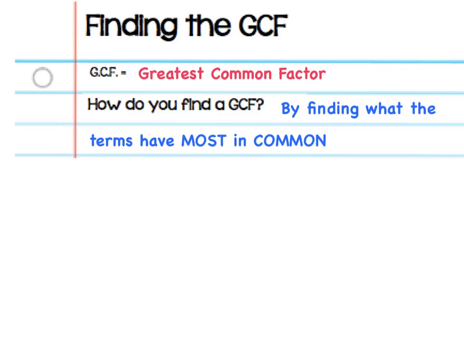Finding the GCF. Well, what does GCF mean? It's basically the greatest common factor. So how do you find a GCF? By basically finding what the terms most have in common.